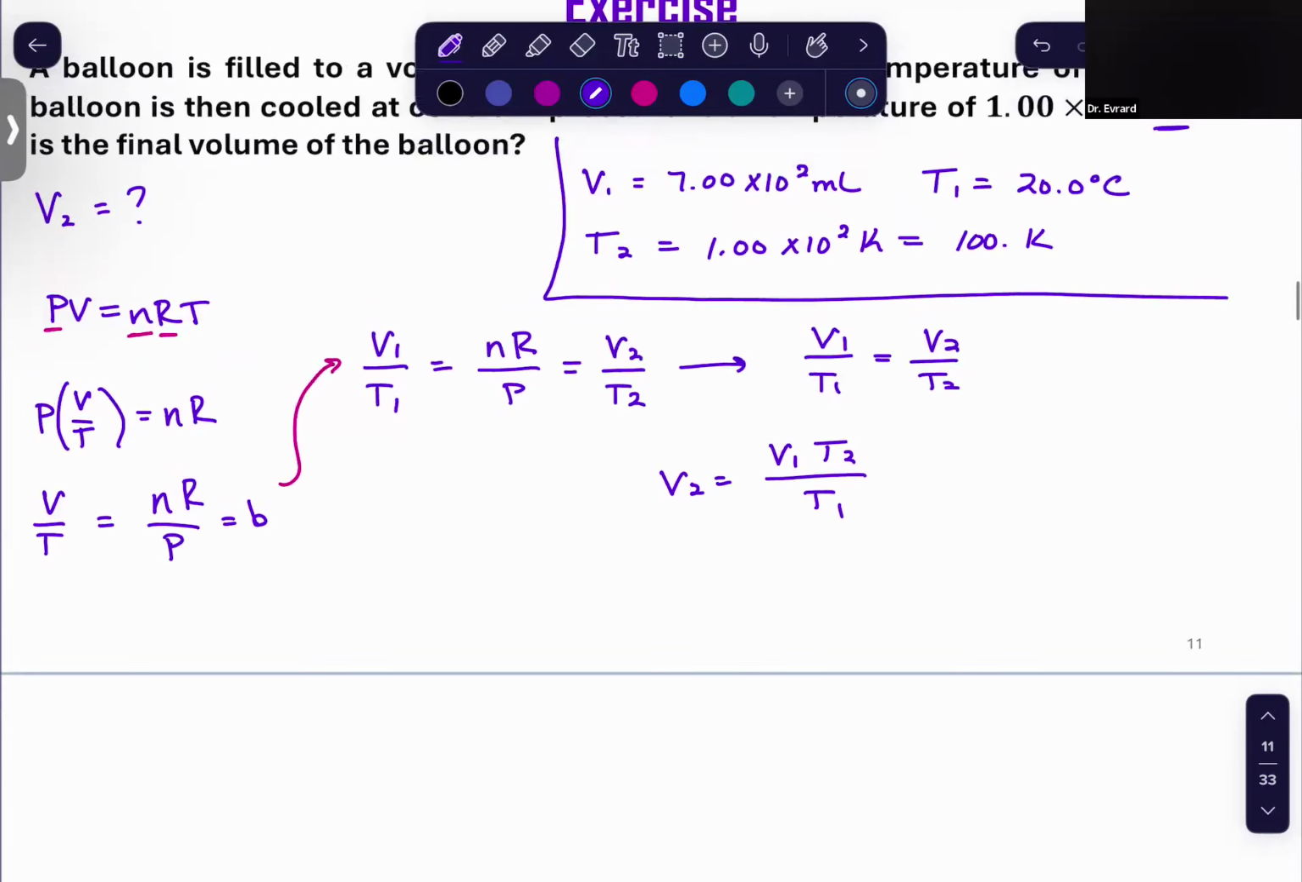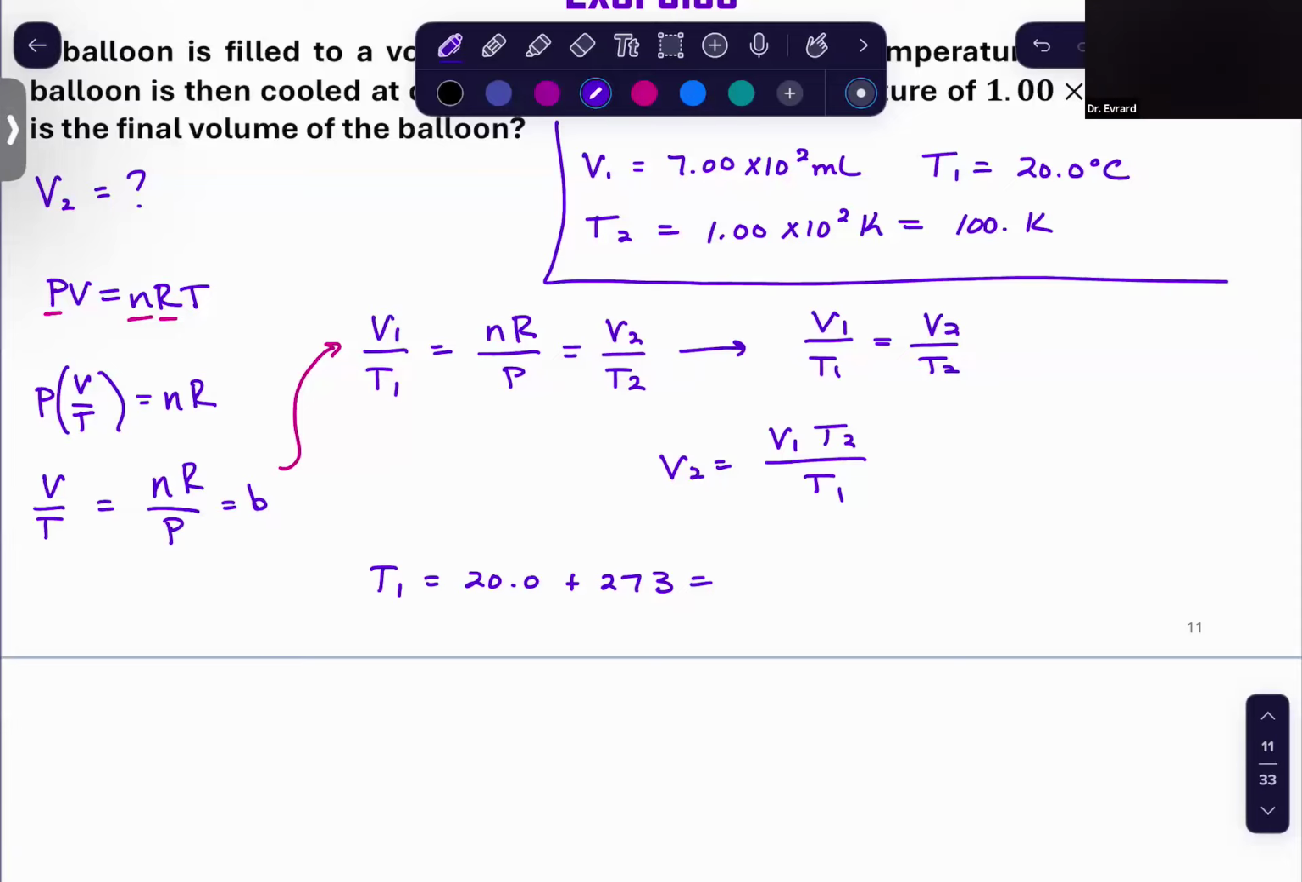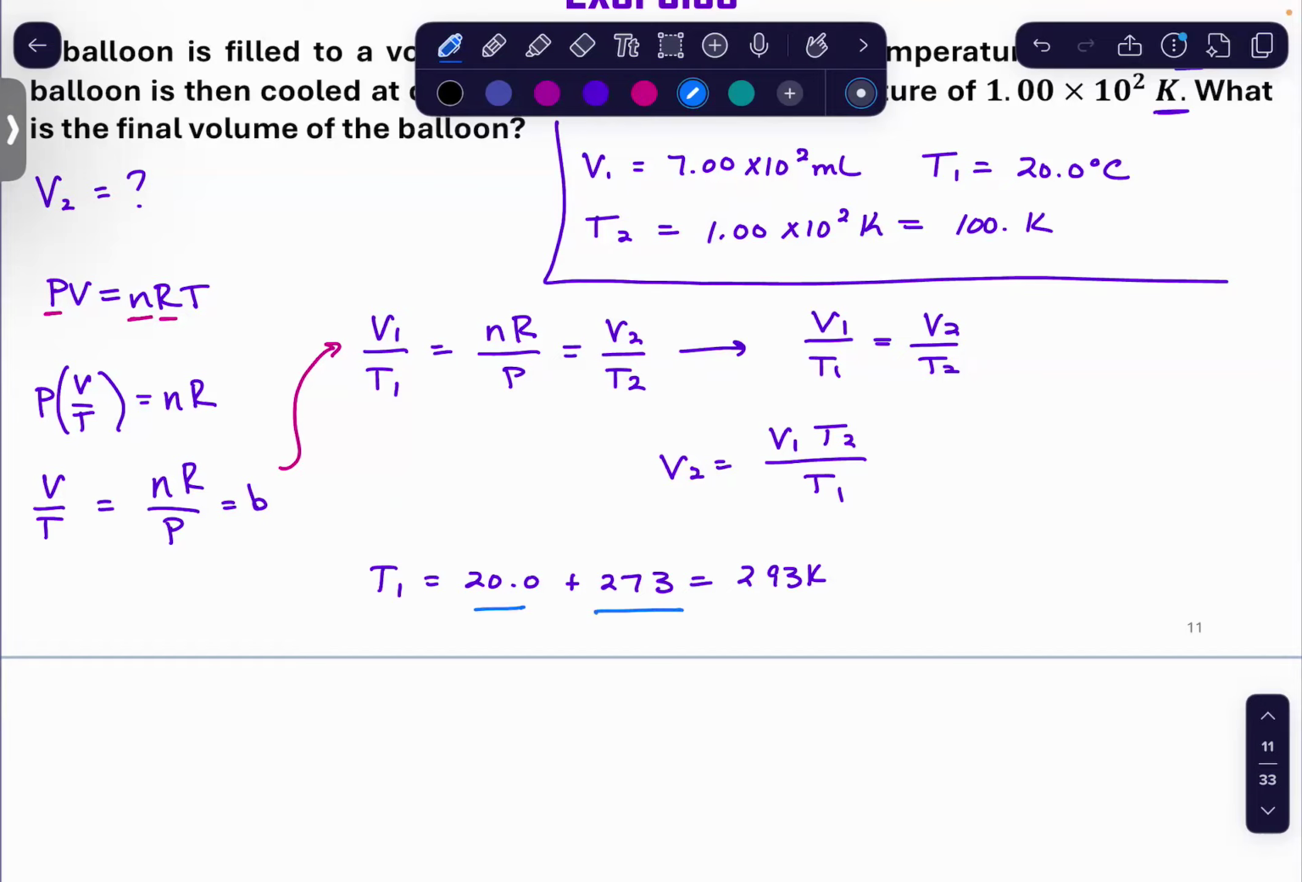Now, our temperatures don't match. So the next thing I want to do is T1 is 20. I want to change this to Kelvin. So you take your Celsius temperature plus 273, and that's going to give us 293 Kelvin. So if you didn't pick it up in chapter 1, every time you change Celsius to Kelvin, you take the Celsius temperature, then you add 273 to it.